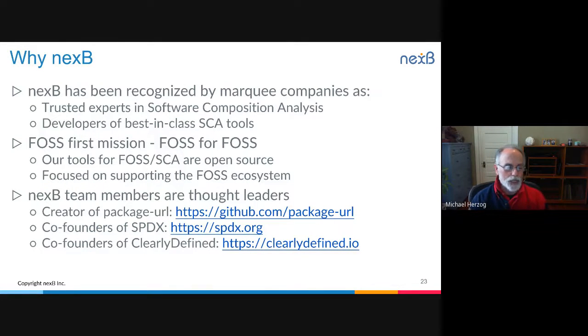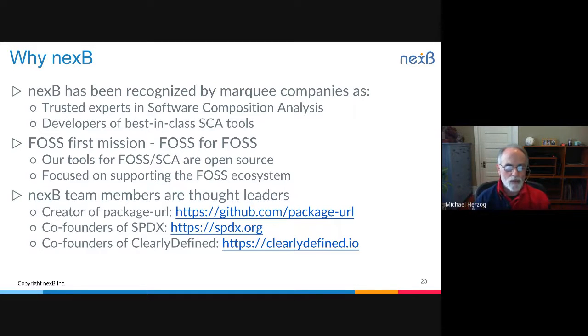And as a closing item, why are we talking about this? Why would you be considering working with nexB? Well, we are experts in this area. We've developed best-in-class tools, and our mission is to provide FOSS for FOSS. So provide open source tools for open source and support the ecosystem. We are a company. We have to find ways to support that and need help from companies that are on the same wavelength as us, and many of them sponsor our projects.